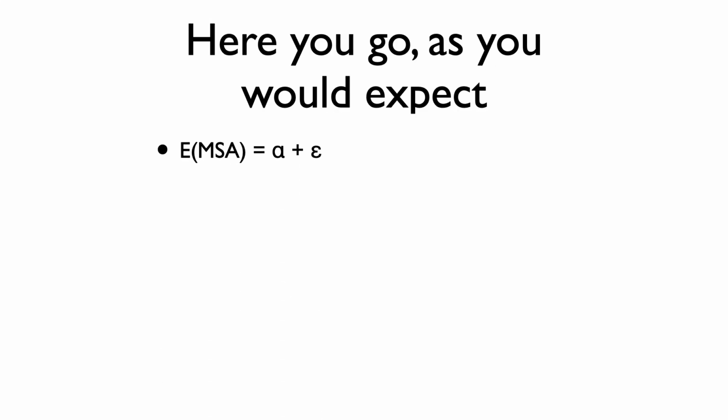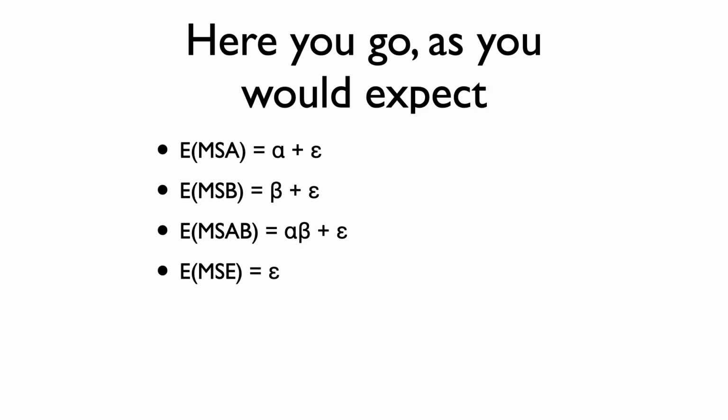So the expected value of mean squared A is alpha plus epsilon, treatment plus error. For B, it's beta plus epsilon, the effect of B plus error. That's easy, it makes complete sense. And of course, the expected value of mean squared AB is alpha beta plus epsilon, again exactly what we would expect. And the expected value of mean squared error is epsilon.